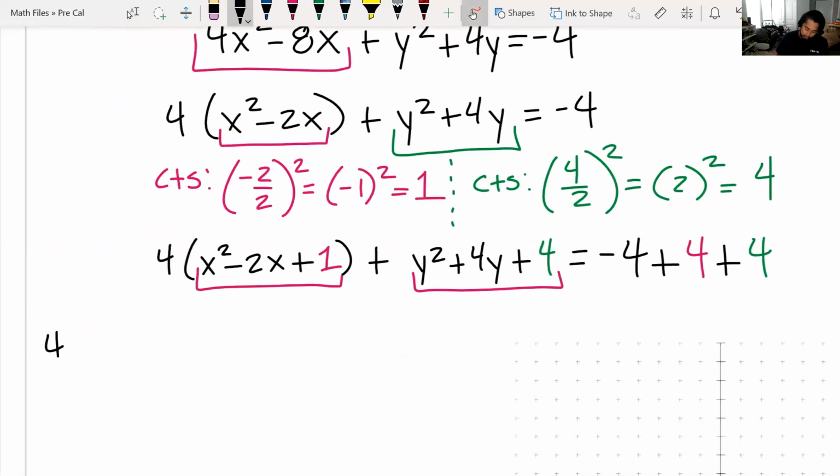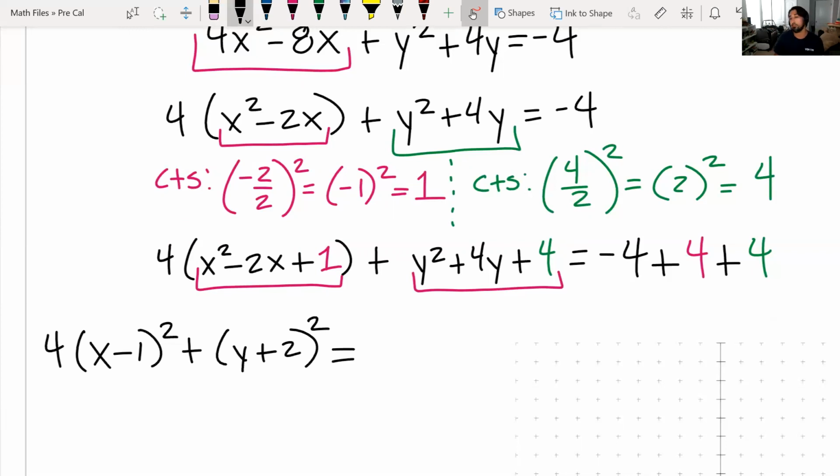So you'll get 4 times, and to factor x squared minus 2x plus 1, that becomes x minus 1 squared, plus to factor y squared plus 4y plus 4, that becomes y plus 2 squared. Equal to everything on the right side over here, negative 4 plus 4, that cancels, and we're left with 4. All right.